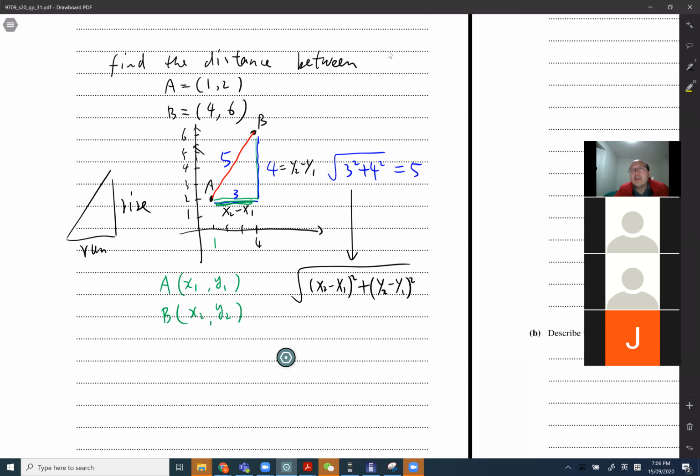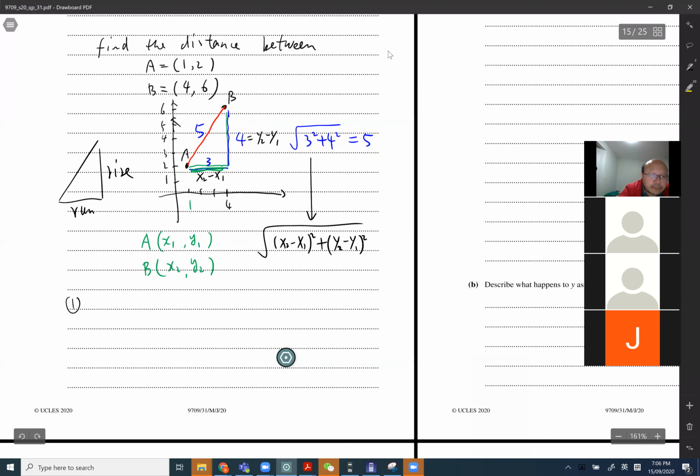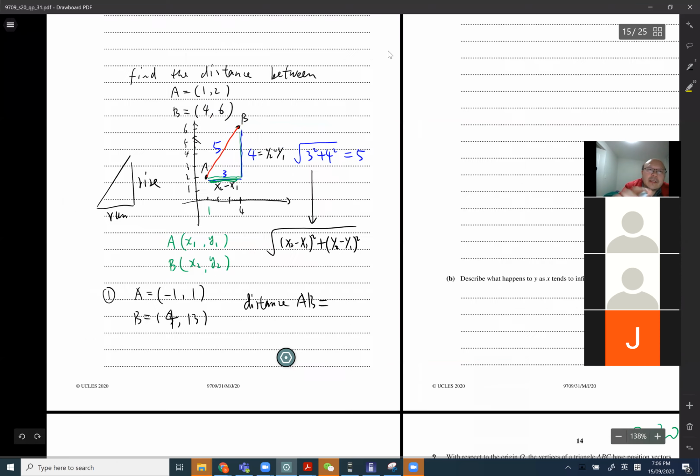Okay, let's check several questions. One. We have A equals (-1, 1), B equals (4, 13). What's the distance between A and B? Guys, work it out and message me.